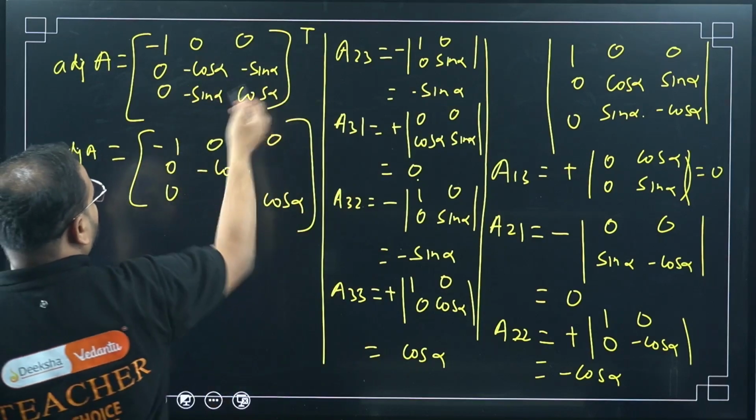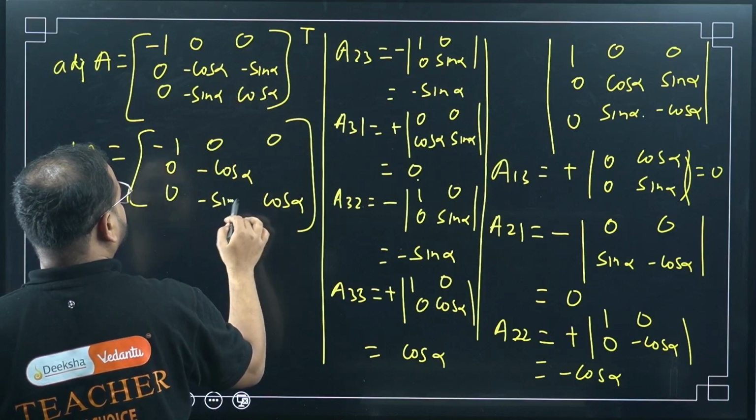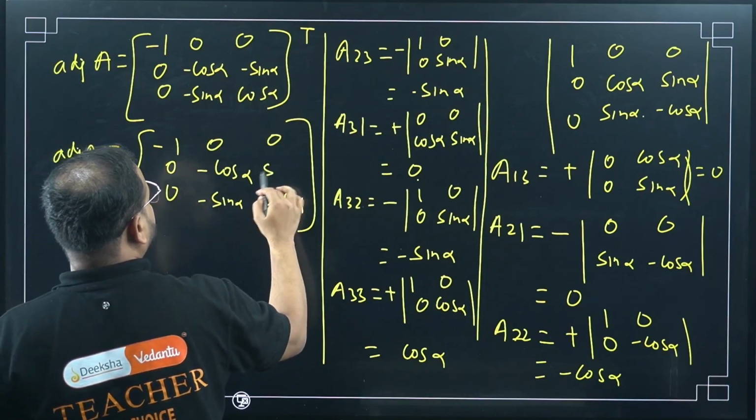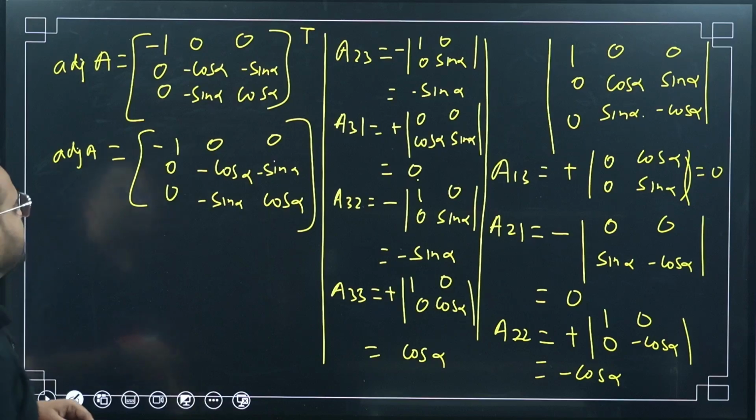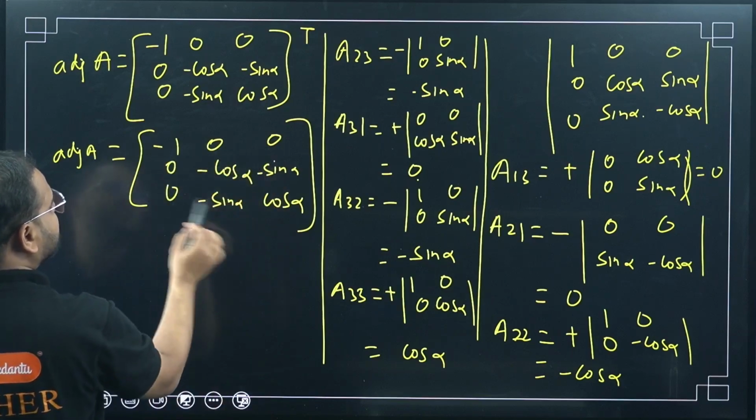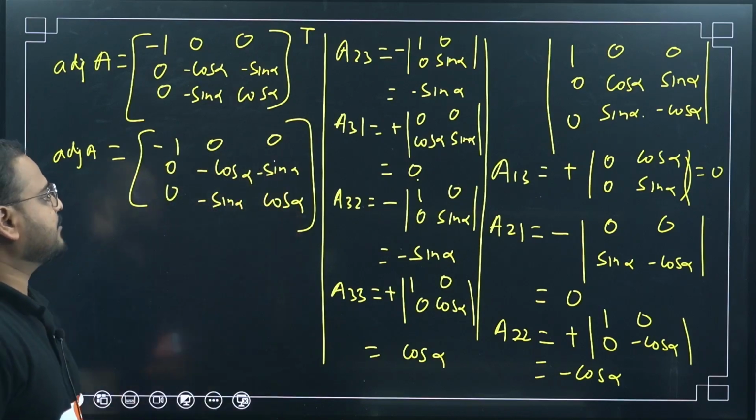This will become the same thing again, right? Why is that? It's symmetric actually. Please check here. Minus 1, 0, 0, minus 1, 0, 0. This is minus sin alpha, so it's symmetric, sir.